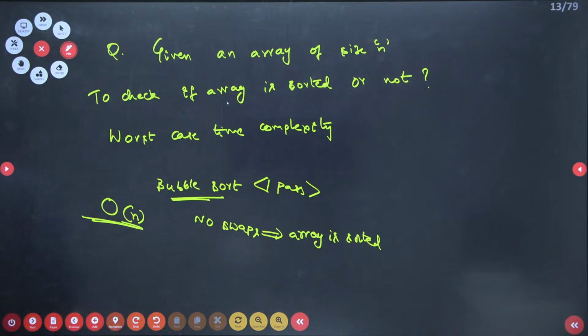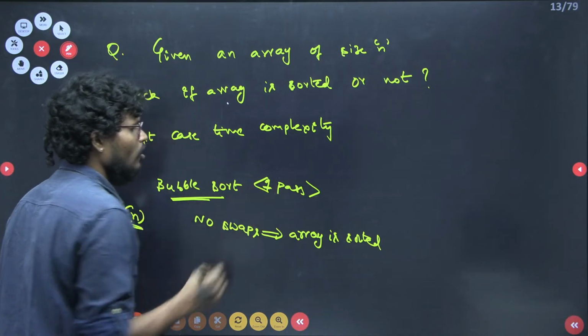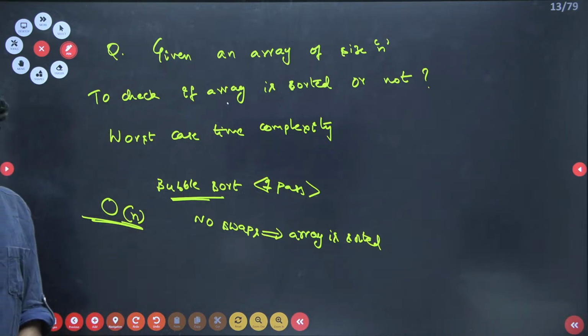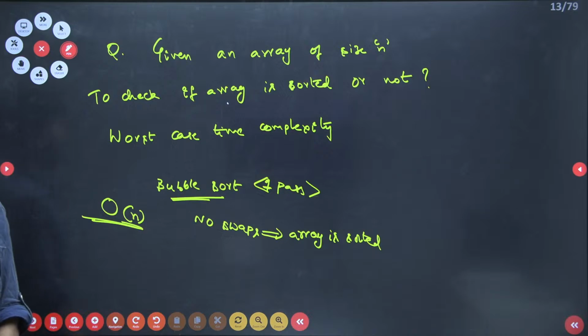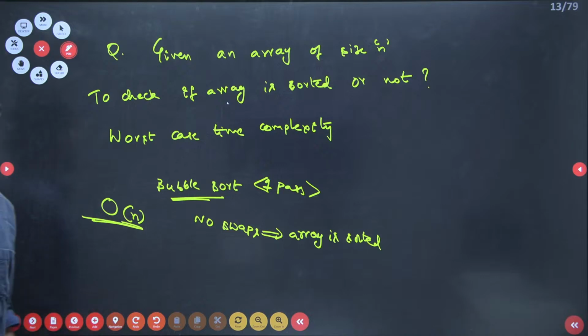Right, to check if an array is sorted or not, we can use a single pass of bubble sort algorithm, and you will count how many swaps are happening. If you see that there are no swaps, then you can declare that the array is already sorted. Therefore, this step just takes order of n time complexity to pass through the array just once.